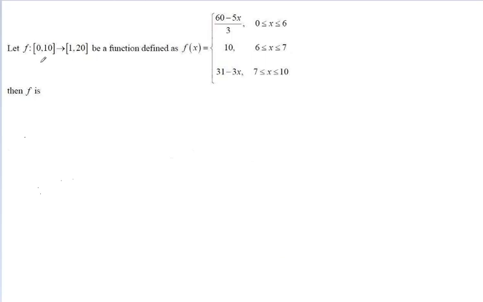Let f map from the closed interval 0 comma 10 to 1 comma 20 be a function defined as f of x is this is given. Whether the function f of x is either one-one, onto, or bijective. First we check whether f is one-one, to check the given function f of x is one-one.